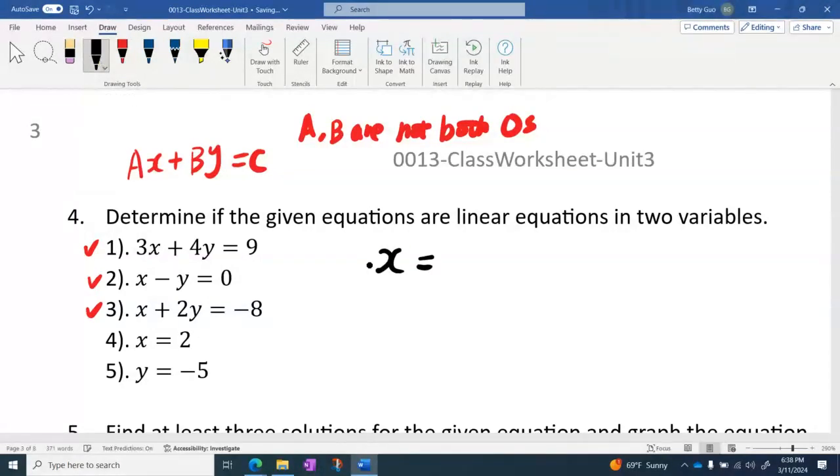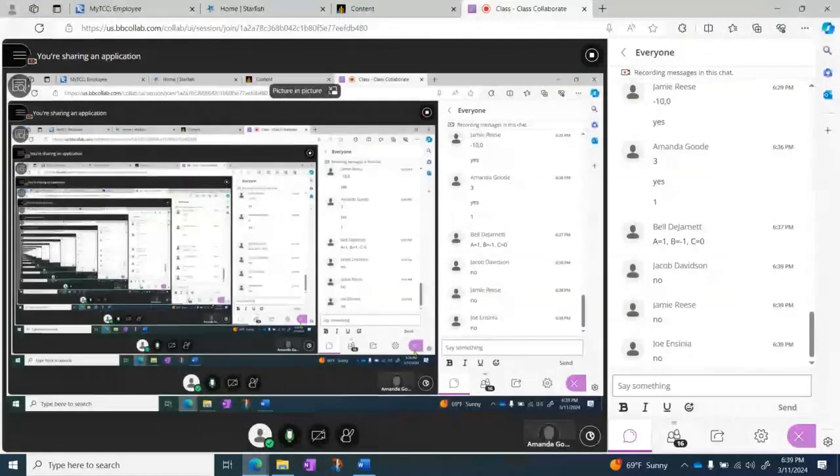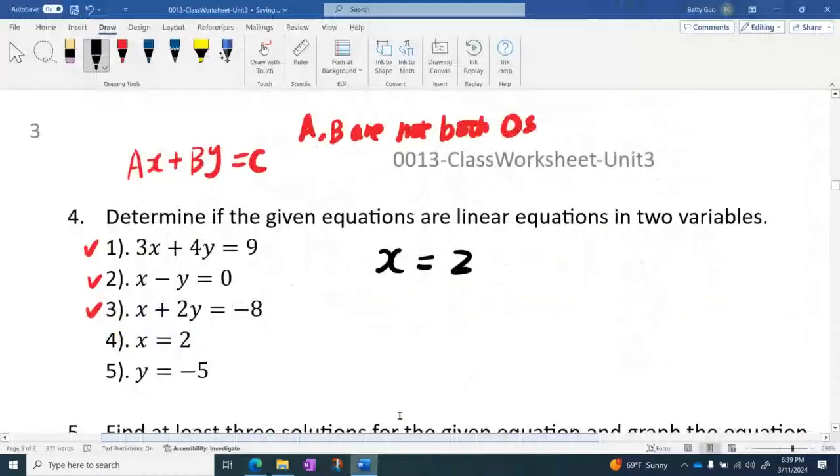Question, is number 4, x equals 2, a linear equation in two variables in a rectangular coordinate system? Do not answer no. The correct answer is yes. Okay, let me show you.